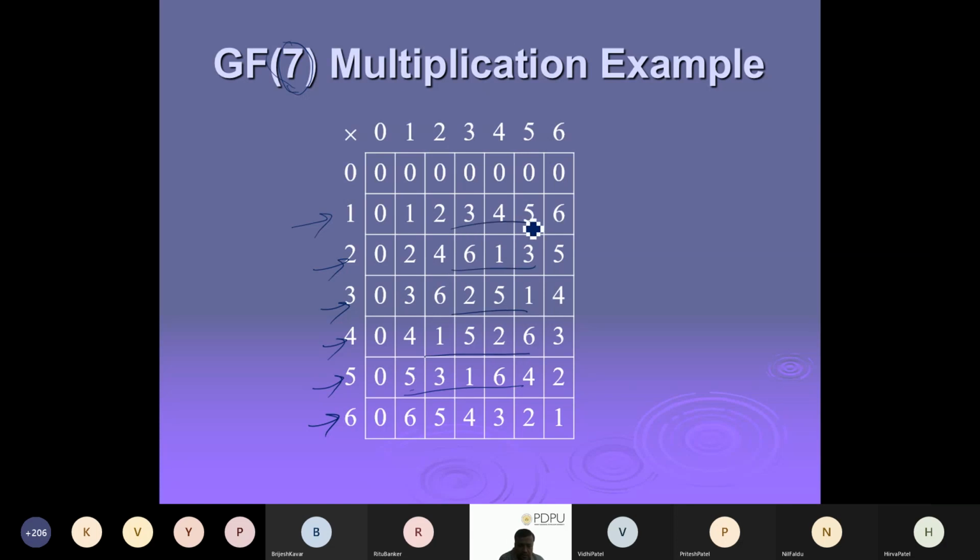There are no repetitions. In other words, every number from 1 to 6 has an inverse. For example, what is the inverse of 5? The inverse of 5 is 3. The reason is that if you do 5 times 3, you get 15, and of course mod 7 is always there because you are working with 7. So your answer will be 1. And the moment you get 1, 1 is the identity element in multiplication, right? In addition, we have 0.